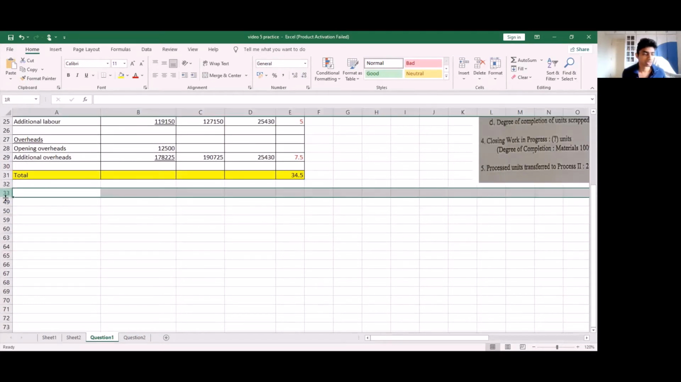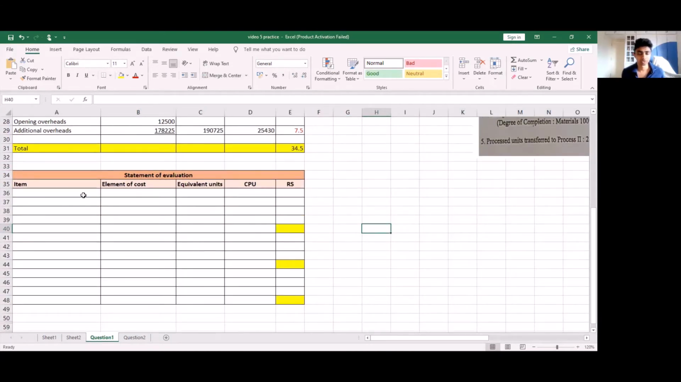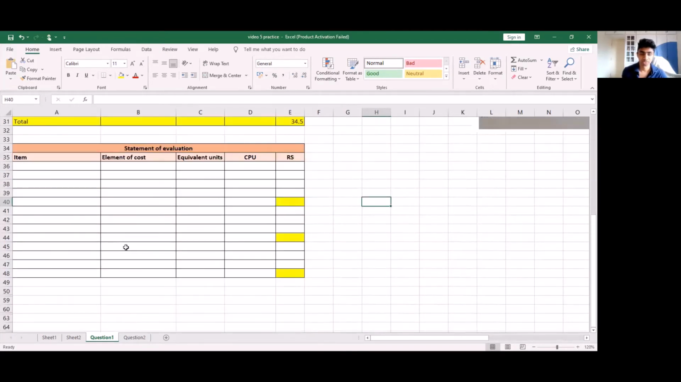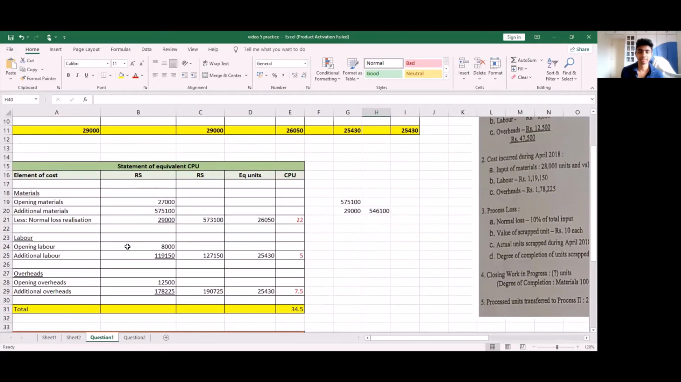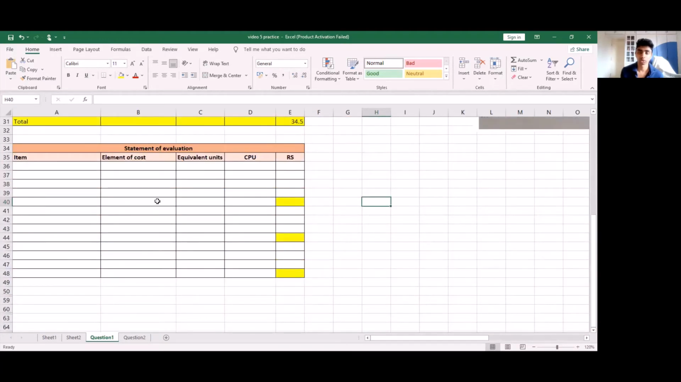Our third account is our statement of evaluation. Statement of evaluation has no changes except for the fact that we will not be evaluating the cost of opening work in progress. So normally we would evaluate items such as opening work in progress, finished goods, abnormal loss, and closing work in progress. But in our weighted average method, since we don't know many details regarding our opening work in progress, we will account or evaluate the total cost of only our finished goods, normal loss, and closing work in progress. So first we have our finished goods.